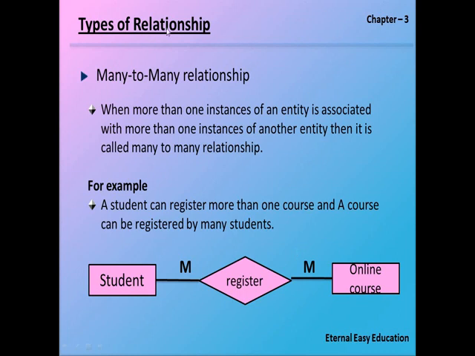Many-to-many relationship. When more than one instance of an entity is associated with more than one instance of another entity, then it is called many-to-many relationship. What is the meaning? A student can register more than one course. A course can be registered by many students. Is it possible? Yes. Many students can register a single online course at a time. At the same time, many online courses can be considered by one student. So this is said to be many to many relationship.